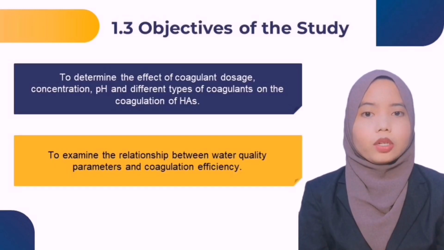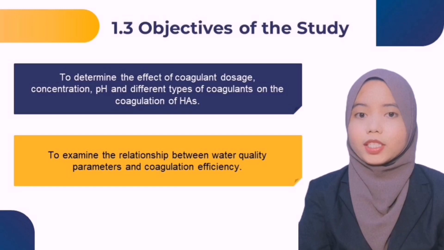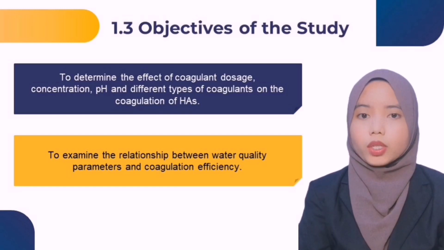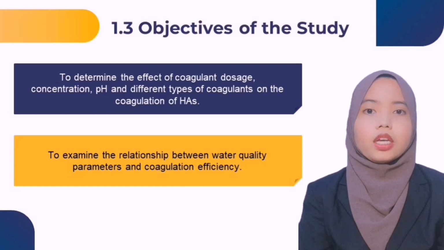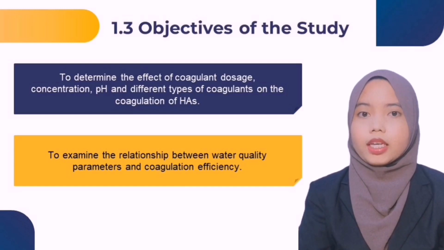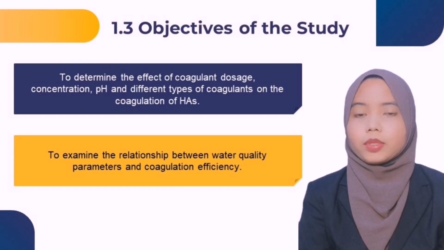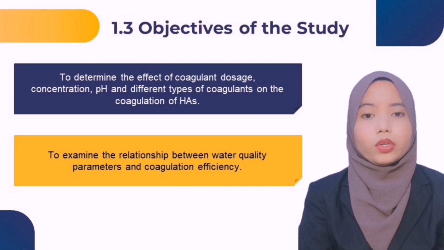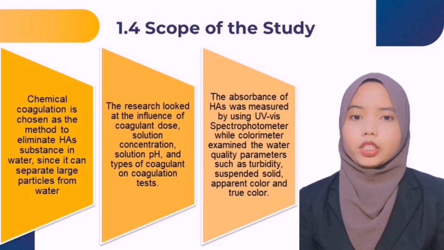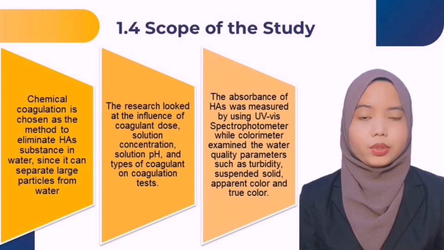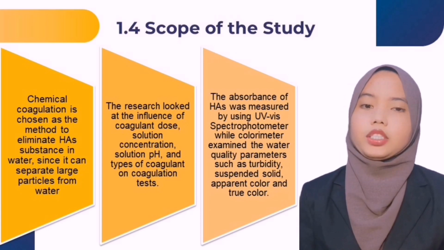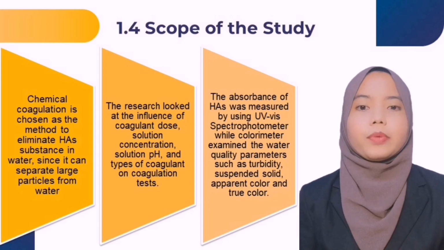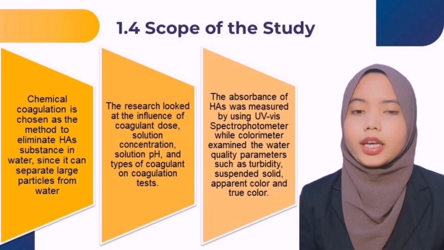There are two main objectives of this study. Firstly, to determine the effect of coagulant dosage, concentration, pH, and different types of coagulants on the coagulation of humic acid. Second, to examine the relationship between water quality parameters and coagulation efficiency. Chemical coagulation is chosen as the method to eliminate humic acid substance in water, since it can separate large particles from water, resulting in filtration membranes that will not foul, tear, or clog as quickly.